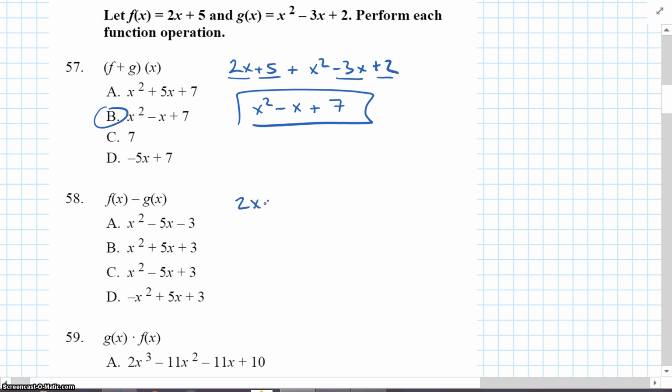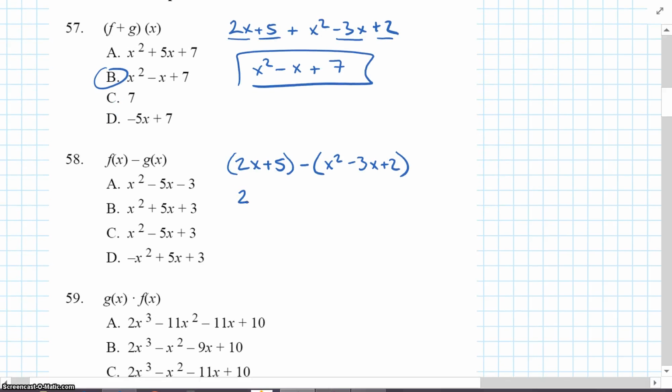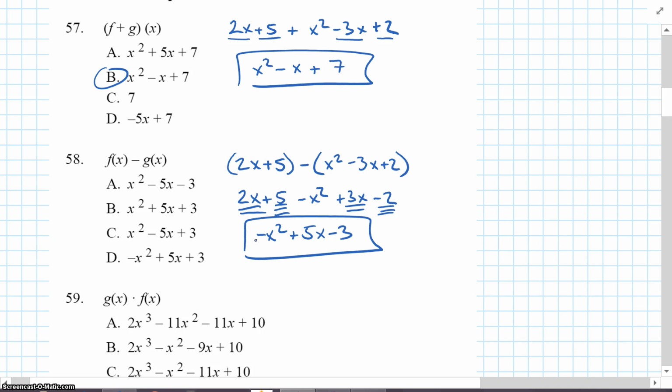So f of x is 2x plus 5. Go ahead and put groupings. We really don't need them there. Minus, but we need to subtract the grouping of x squared minus 3x plus 2. Okay, so let's distribute the negative sign. So it's going to be 2x plus 5 minus x squared plus 3x minus 2. So it's going to be negative x squared plus 5x. You see the groupings. And then 5 minus 2 is 3. So it's negative x squared plus 5x minus 3. Sorry, plus 3. So the answer would be D.